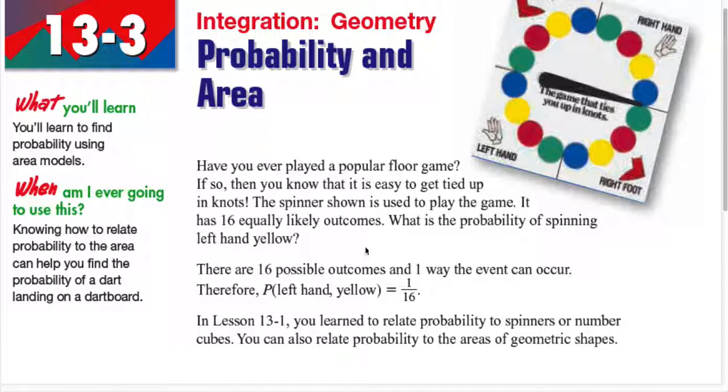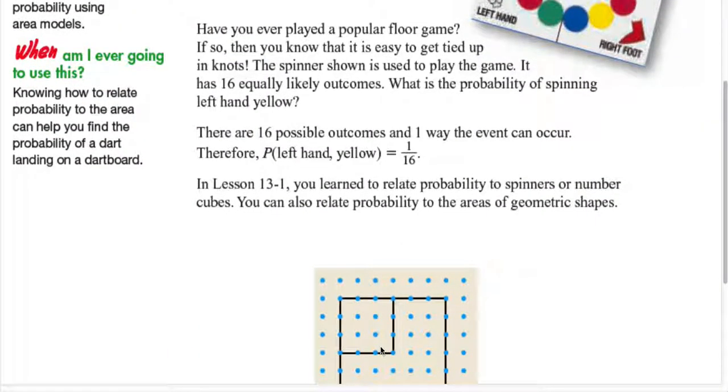Okay, so if you look at this particular board, you want to find out the probability of spinning left hand yellow, which is in this area right there. So there are 16 possible outcomes and one way the event can occur. Therefore, the probability of spinning left hand in yellow will be 1 out of 16. In lesson 13-1, you learned to relate probability to spinners or number cubes. You can also relate probability to areas of geometric shapes.